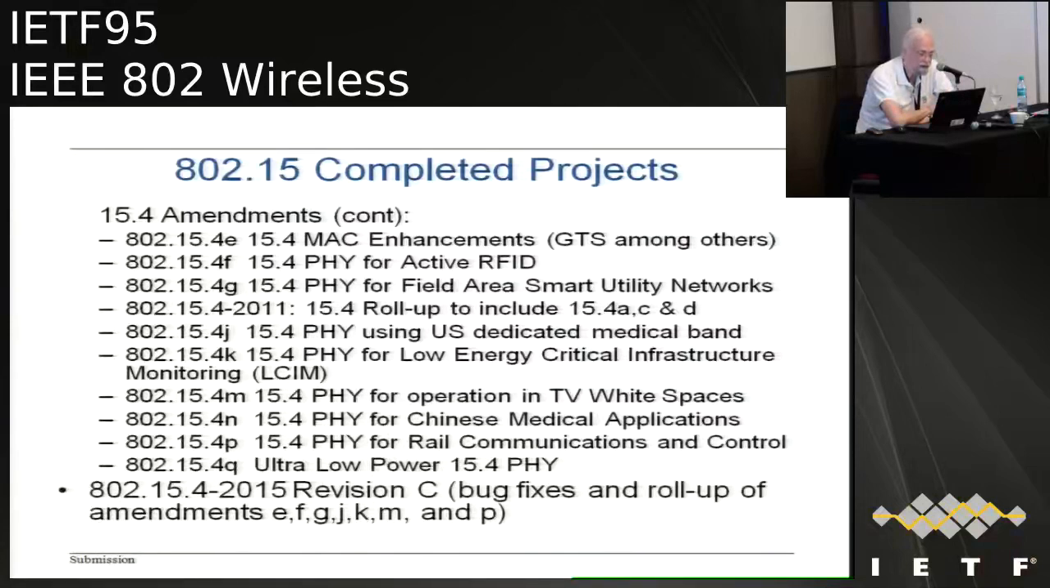4K is for low energy critical infrastructure monitoring. I think that boils down to being emergency conditions and so on. And we have 4M for TV white spaces, 4N for Chinese medical applications, and also 4P for rail communications and so on. So there's this 15.4-2015 that I mentioned earlier, which has bug fixes, and you can see quite many, 7 different amendments. So you might say it was late. It should have been rolled up earlier, but that's the way it is.